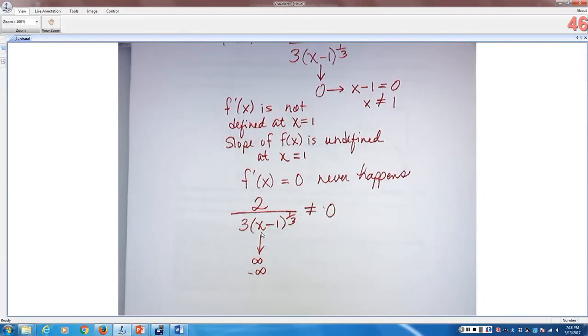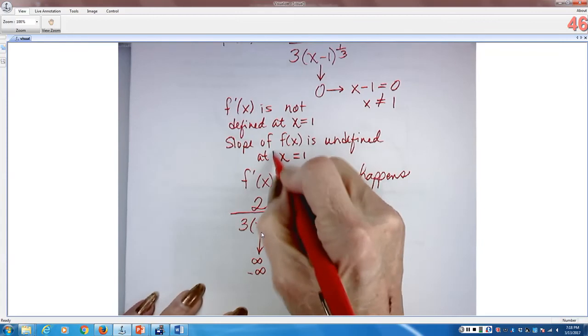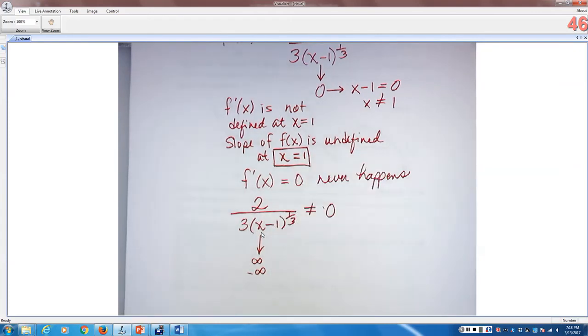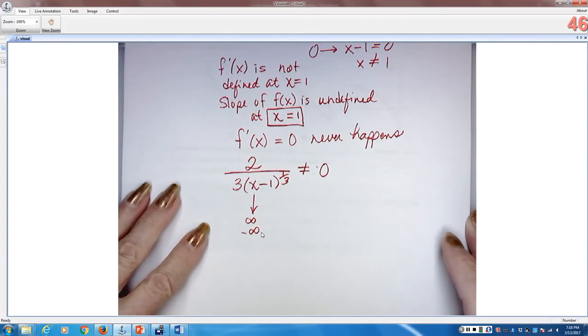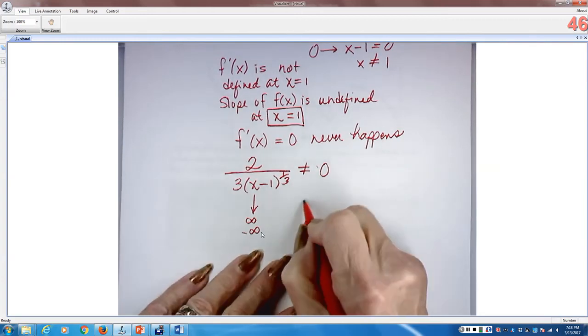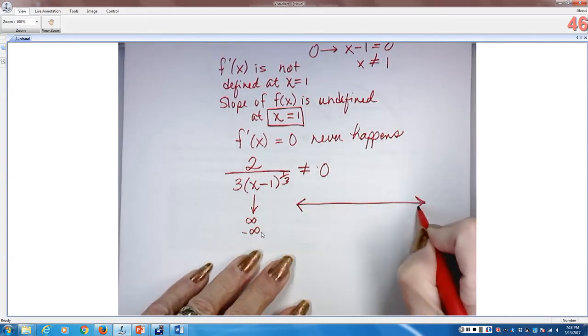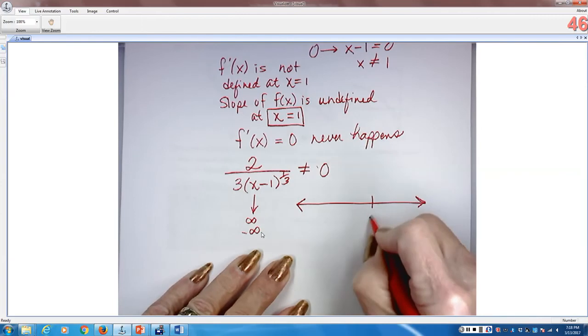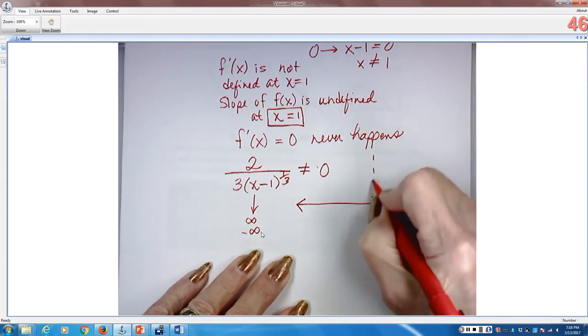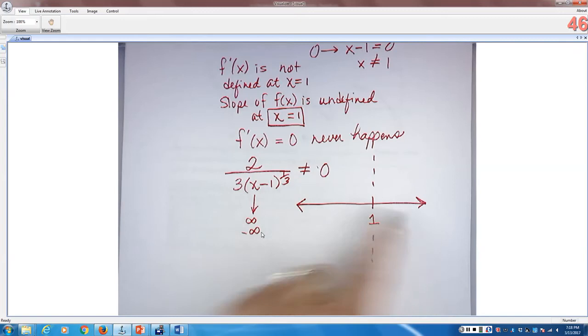So that derivative is never going to be able to be 0. Okay? That means that x equals 1 is the only critical number we have for that function. And that makes the rest of the problem easy to do. Because if x equals 1 is our only critical number, we just need to see what the function's derivative is on either side of that.